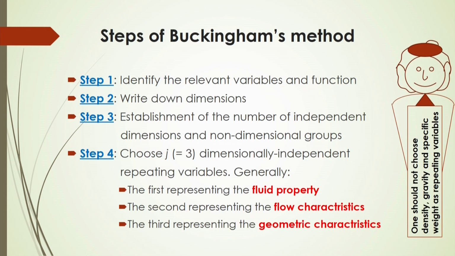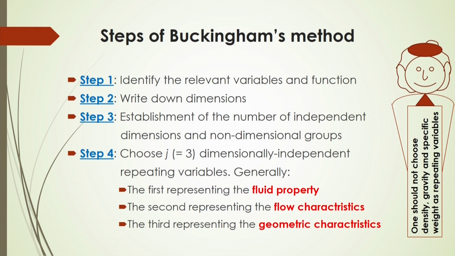Now, what is the step by step way to do this dimensional analysis that you have to remember? As a first step, you have to identify the relevant variables and function, and after that as step 2, note down the dimensions, and then in step 3 establish the number of independent dimensions and non-dimensional groups. And next step, choose j equal to 3 dimensionally independent repeating variables.